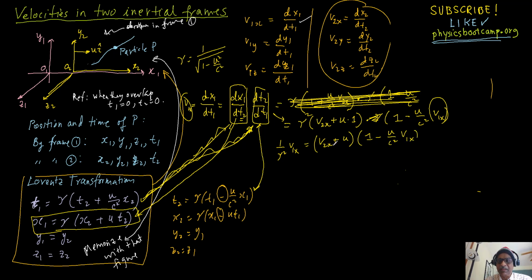Now this times that, bring on the other side, and this guy I express as 1 minus u square over c square v1x. So this stuff is that, and bring this becomes plus, you can have plus v2x plus u times u over c square v1x.